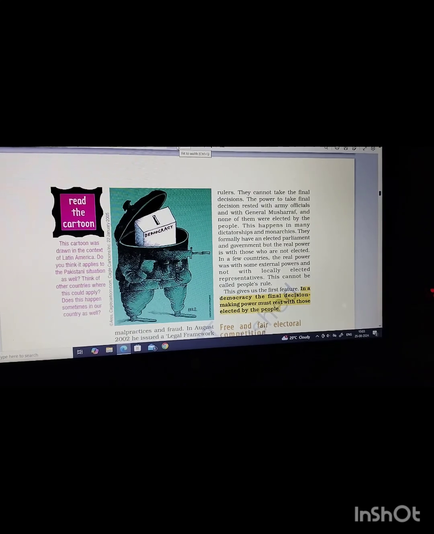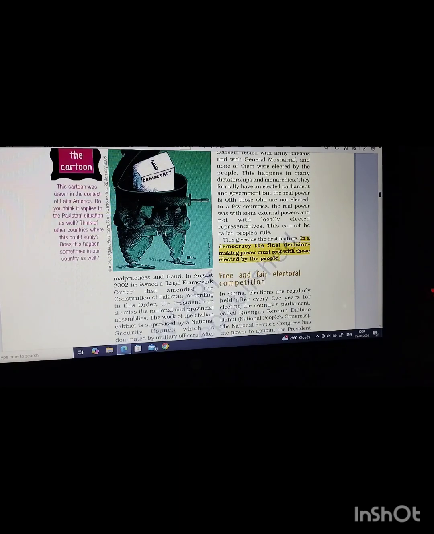The power is upon the military officials. So this happens in many democracies and monarchies. Like, they are having elections in a free and fair way, but the people's representatives are not getting their actual power. So it is a kind of problem, and we cannot call this kind of government a people's government, because the first feature we get from here is that in a democracy the final decision making power must rest with those elected by people. So people's representatives will get the power to run the government in a democratic government. So, free and fair electoral competition.